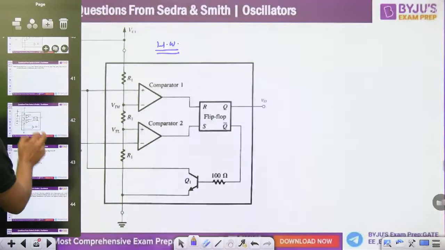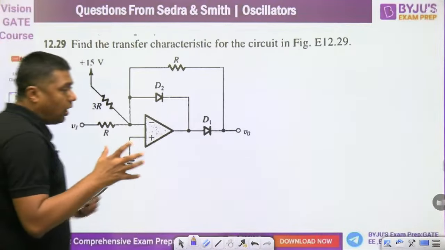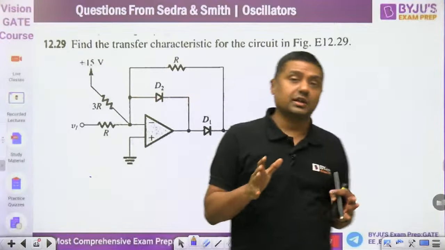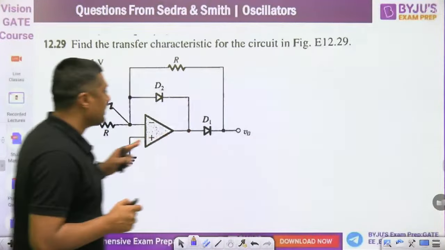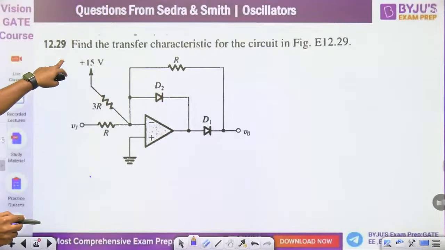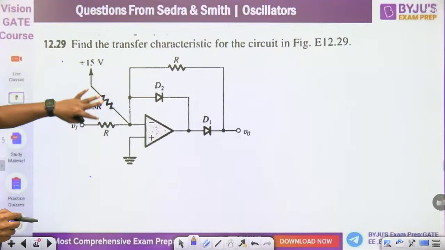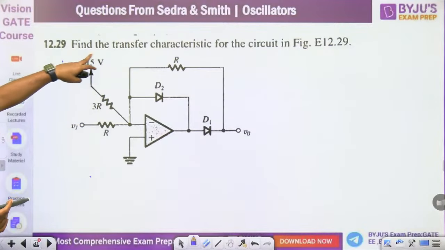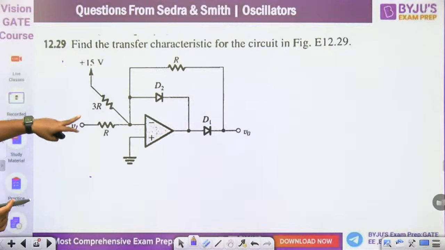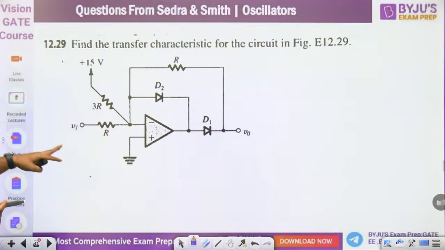And tomorrow I will solve questions on diode circuits, where I will solve the precision rectifier. That is the precision rectifier, and this is the question from Sedra Smith. Similar type of question comes in the GATE examination, meaning we are getting questions from standard textbooks. Find the transfer characteristics for the circuit in the figure. That is nothing but a precision rectifier.